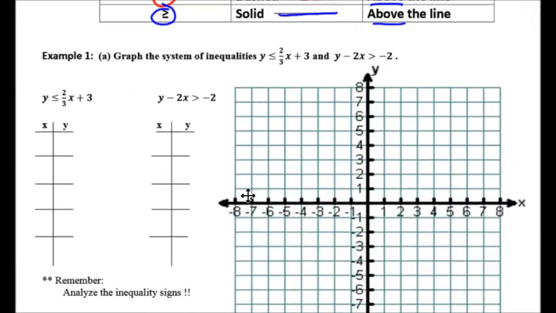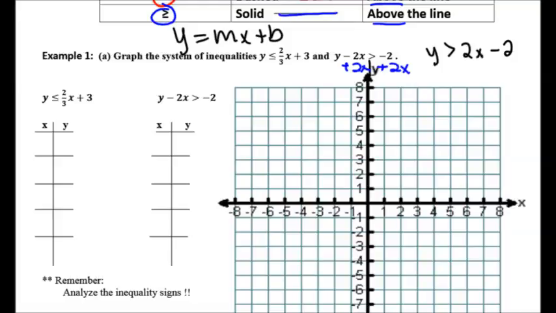Okay, example 1, graph the system of inequalities. So remember, going way back to lesson 13, you always want to make sure your line is written in slope-intercept form, y equals mx plus b. So the first one, it's already solved for y. That one's good. Let's check the second one. It looks like I need to solve for y here. So I'm going to add 2x to both sides. So the final answer here would be y is greater than 2x minus 2.